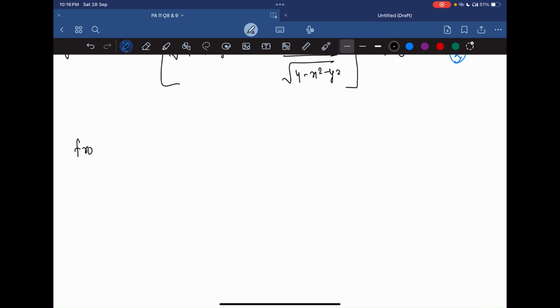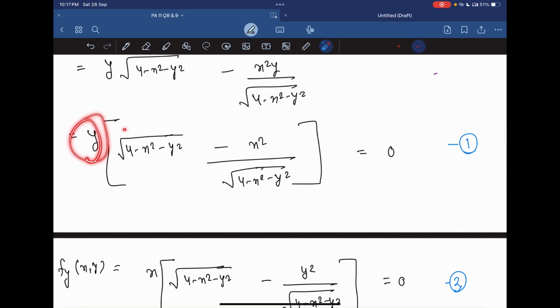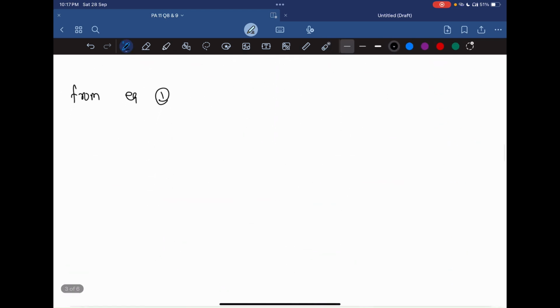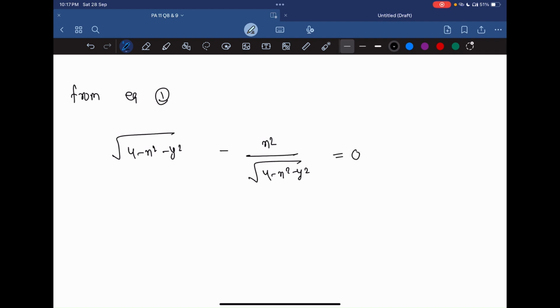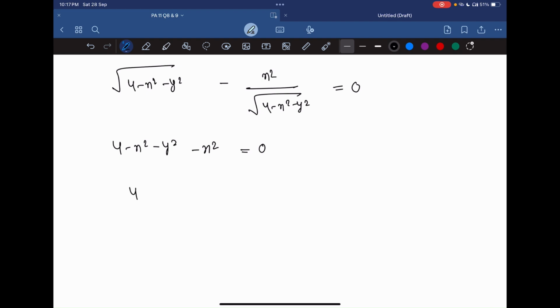So from equation 1, as y is not 0, the inside quantity would be 0. So it would be square root of 4 minus x square minus y square, minus x square divided by square root of 4 minus x square minus y square, is equal to 0. If we simplify it, we get 4 minus x square minus y square minus x square equal to 0. So 4 is equal to 2x square plus y square. This is the one result that we will get. So maybe we can mark it as equation 3.